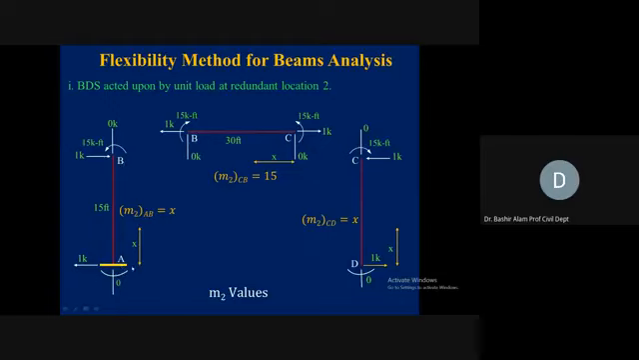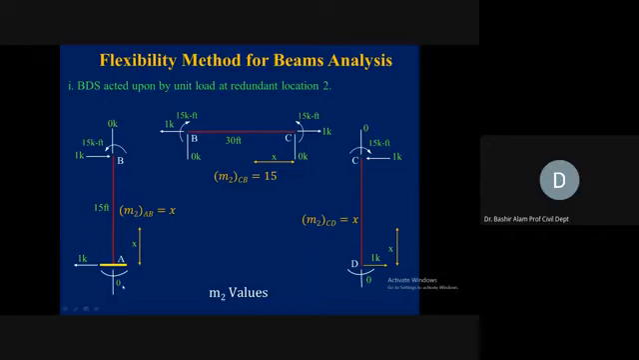And here now, why 0? Because 1 times 15 is causing 15 clockwise and 15 counterclockwise. So 15 minus 15 is coming 0. So that is why here we are showing this 0.